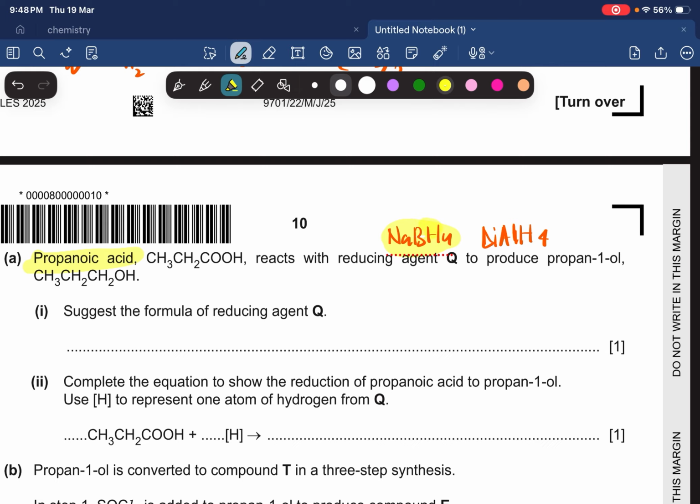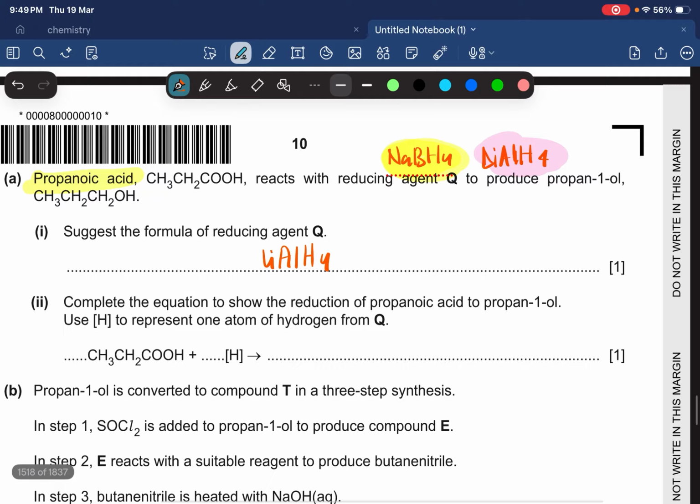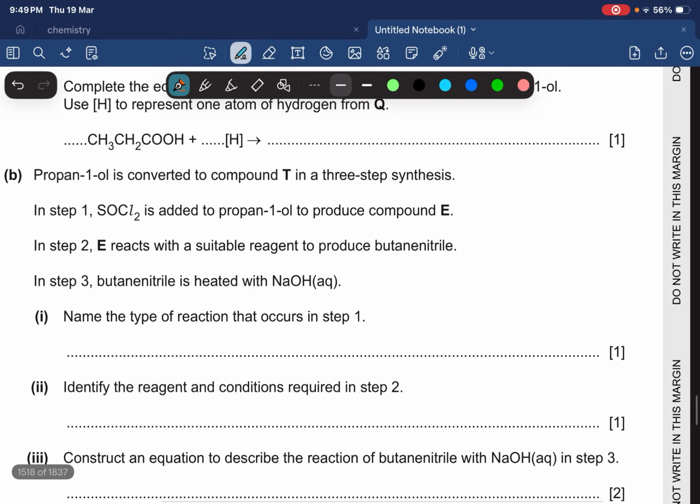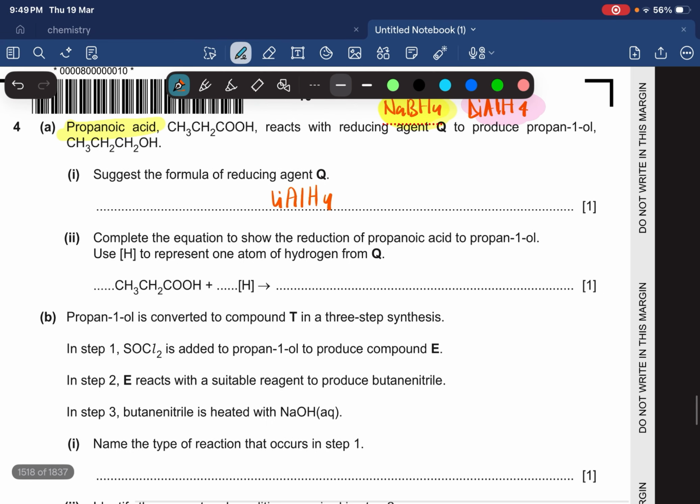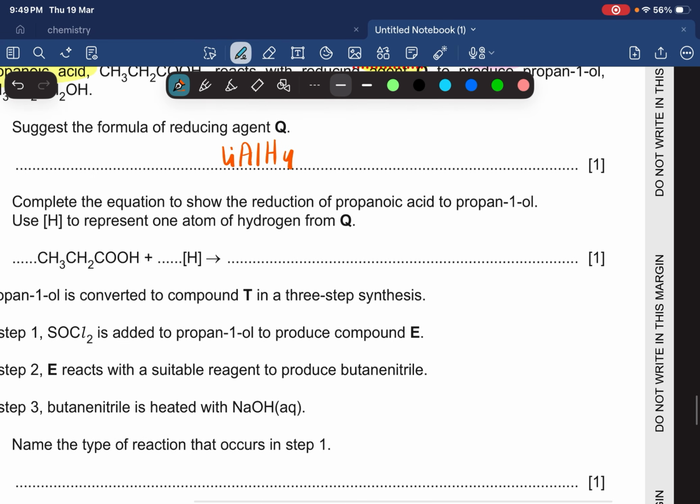for aldehydes and ketones we can use NaBH4, but NaBH4 does not work on acids. For acids, we can only use LiAlH4. Just write it down somewhere that organic acids are only going to be reduced by LiAlH4. Complete the equation to show the reduction of propanoic acid to propan-1-ol. Use H to represent the one atom of hydrogen. Okay, I can do it without even explaining it to you guys, but I'm going to explain.